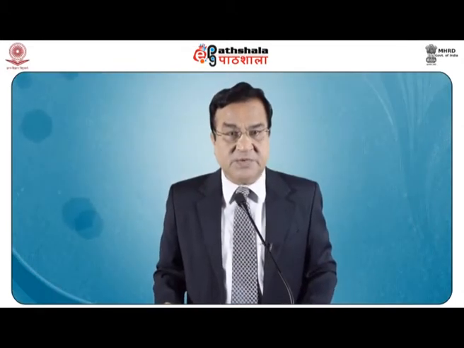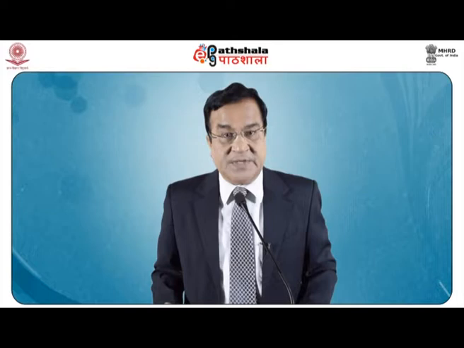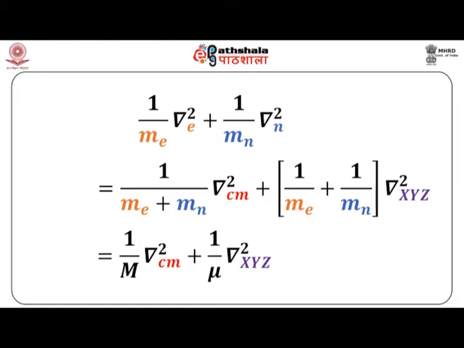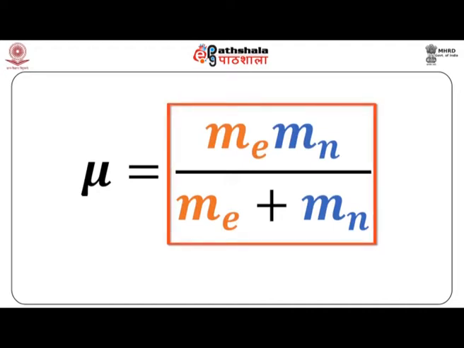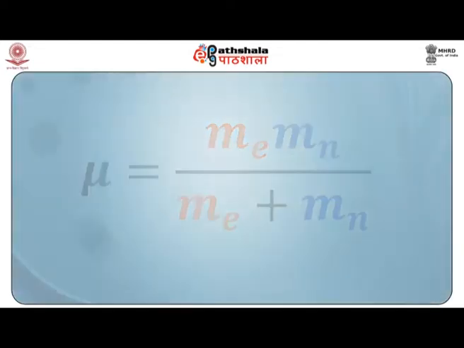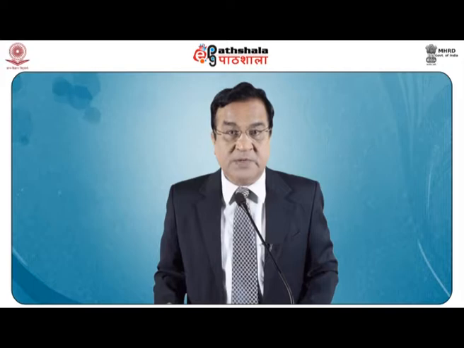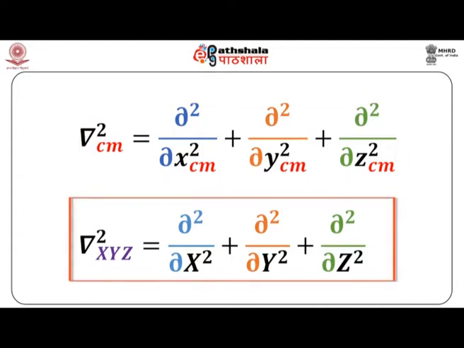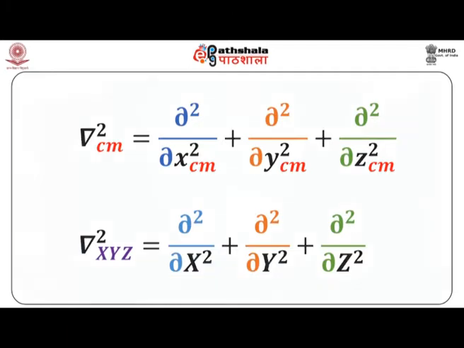Taking into account these two equations, our expression for the Schrodinger equation becomes, notice for the first time, the reduced mass mu comes in. Reduced mass becomes me mn upon me plus mn. And now we are defining two new Laplacian operators. One is the Laplacian operator in terms of the center of mass coordinates, and the second is the Laplacian operator in terms of the coordinates of the electron x, y, z relative to the nucleus. So these are very, very important.